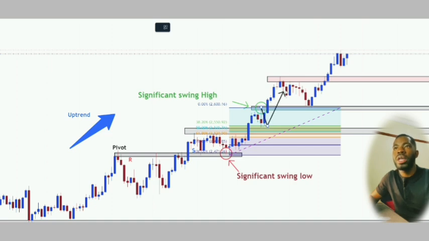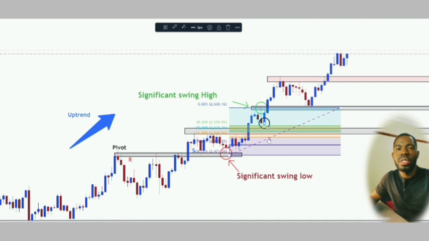Now what we are going to do is place our trade at around this area. We are going to buy here at this bullish engulfing candle. But after placing our buys here at the bullish engulfing candle, we want to know where to place our stop loss.